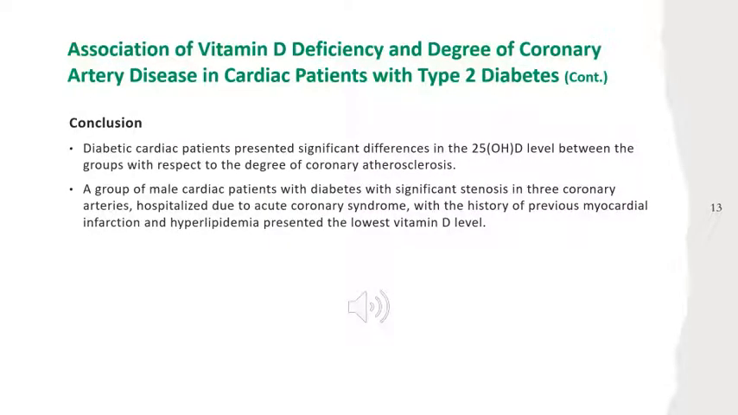In conclusion, in cardiac patients with diabetes, the higher number of stenotic coronary arteries is associated with lower values of 25-hydroxy vitamin D. A group of male cardiac patients with diabetes with significant stenosis in 3 coronary arteries, hospitalized due to acute coronary syndrome with a history of previous myocardial infarction and hyperlipidemia presented the lowest vitamin D level.